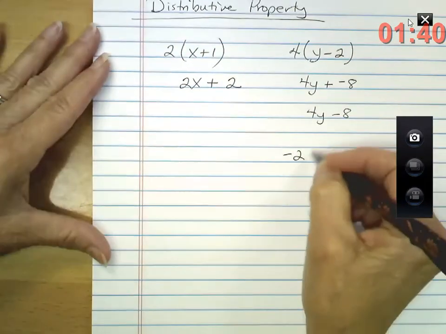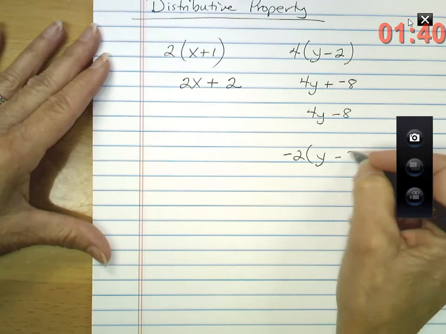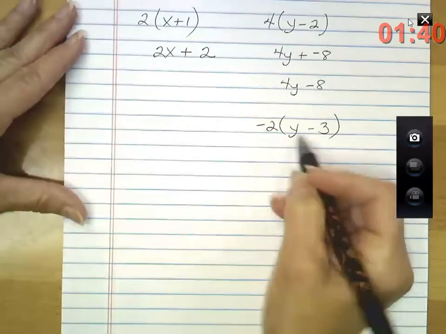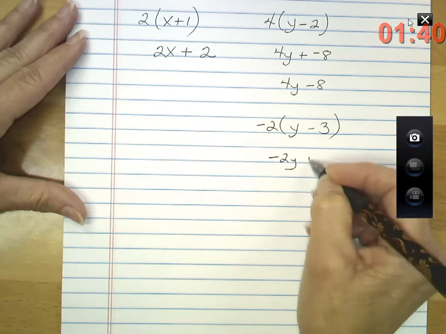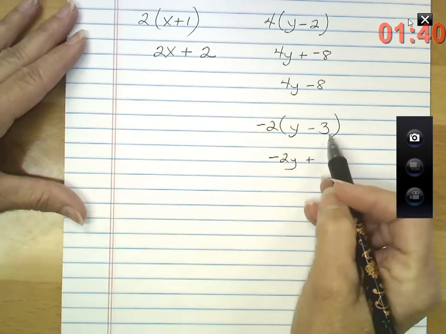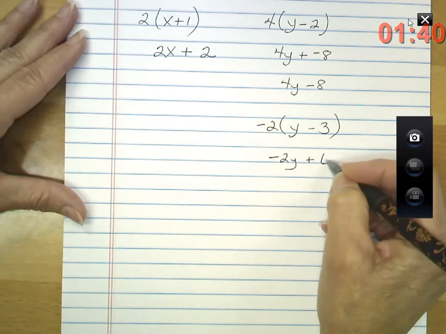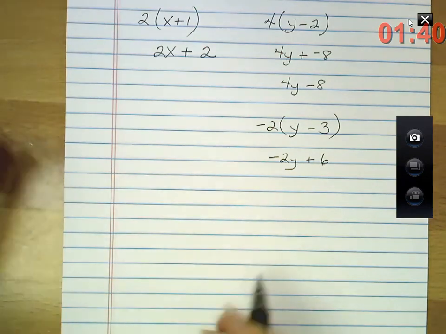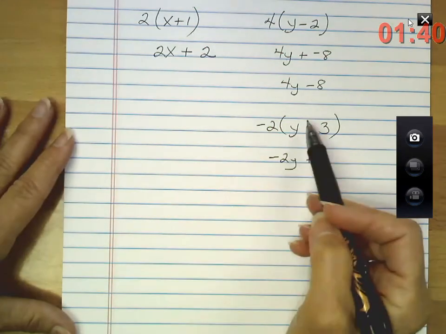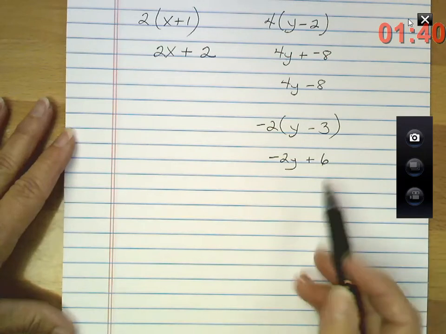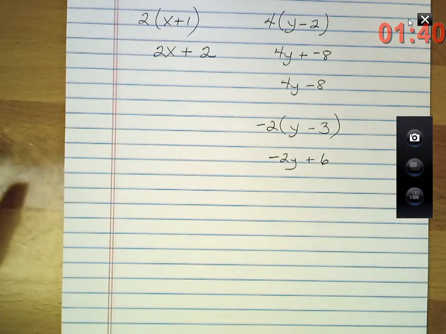If you had a negative 2 times y minus 3, this gives you a negative 2y plus negative 2 times negative 3, positive 6. If you do outside times the first plus outside times the second, it can keep you from making some mistakes.